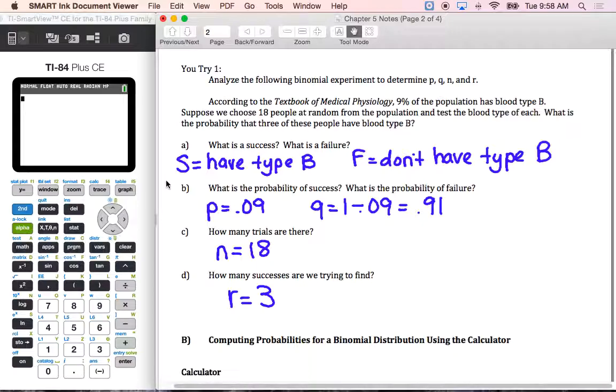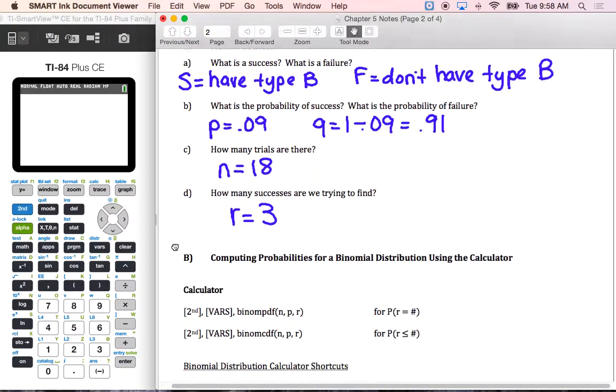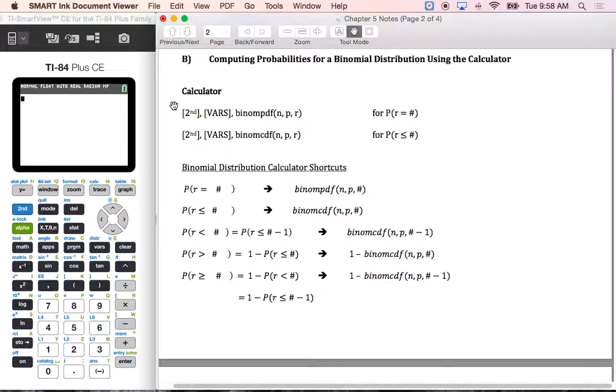Now it's important that we know how to find all these parts because the next part is actually putting it all into our calculator to find the probabilities. So you need to know how to find what your N, your P, and your R are going to be before you can start typing things into your calculator. Here I have a nice list of how to type stuff into your calculator and what to do. Please keep going back to this list so you can remember how to type things in.